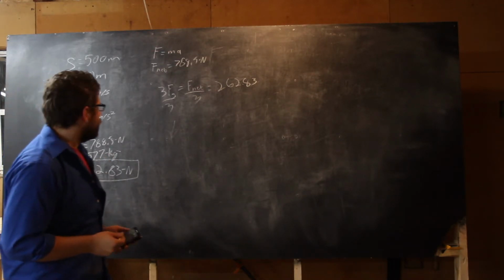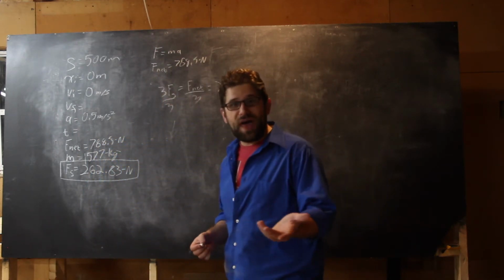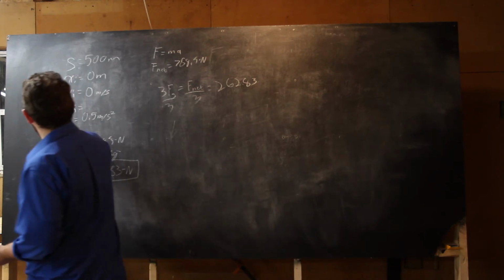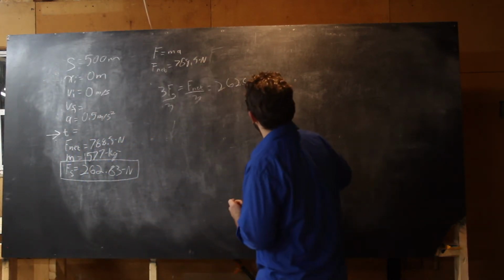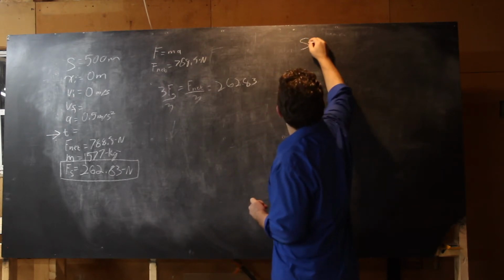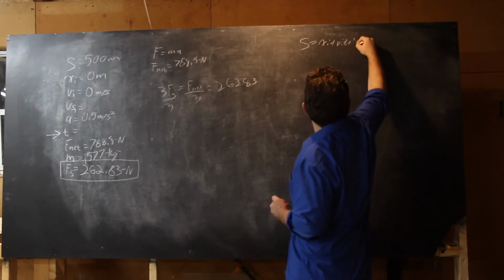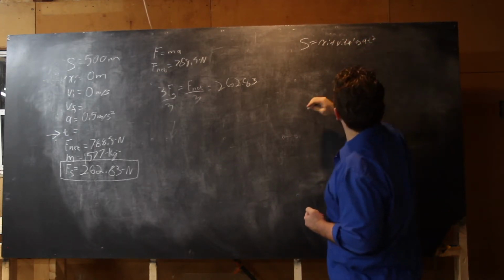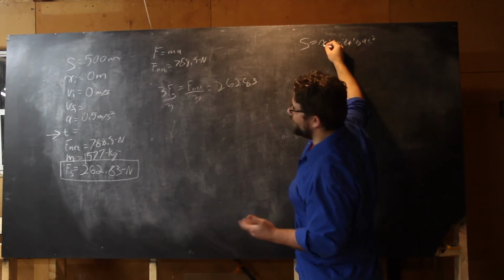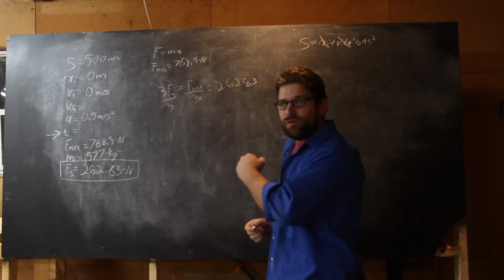Now, for the B part, we want to know how long it will take to get to the mechanic. So, for that, we're looking at time. And we find time using our handy-dandy S equation. So, let's take a look at that. S equals xi plus Vi t plus 1/2 a t squared. Something we've done 1,000 times before. Our xi is 0, drop it out. Our vi is 0, drop that term out of there.